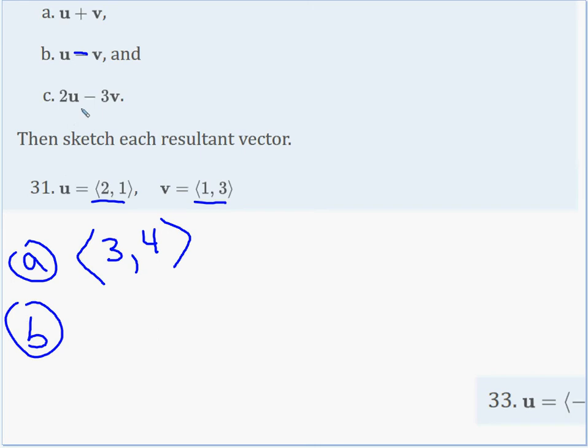For part B, we're just going to subtract them. Order is important here in subtraction. It's u minus v. So 2 minus 1 is 1, and then 1 minus 3 is negative 2.